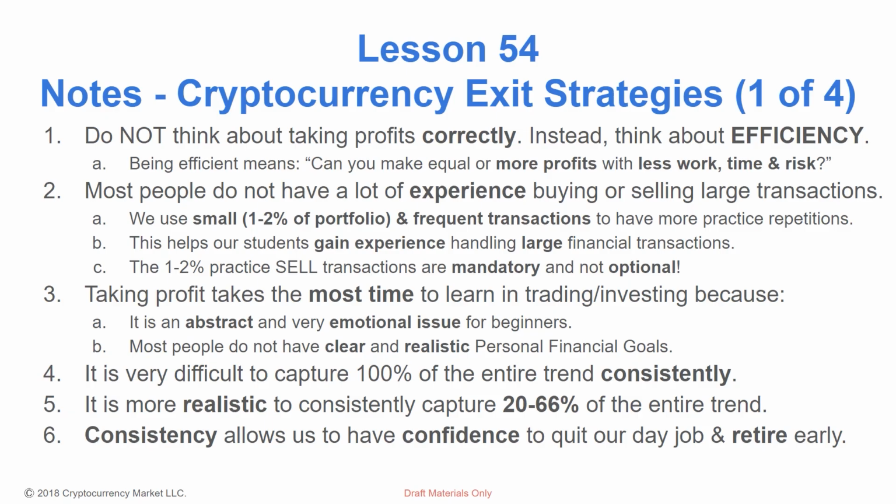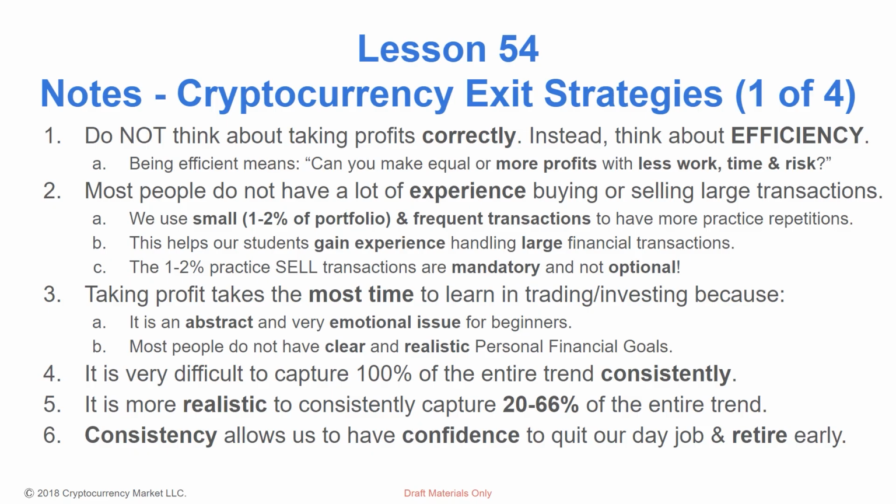It is very difficult to capture 100% of the entire trend consistently. It is more realistic to consistently capture 20 to 66% of the entire trend. Our goal for our beginning trading students and our amateur traders, however you want to view yourself, is to get those students to capture around 20, 25, 30% of the entire trend.